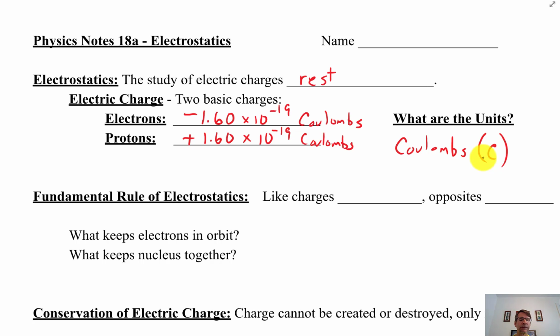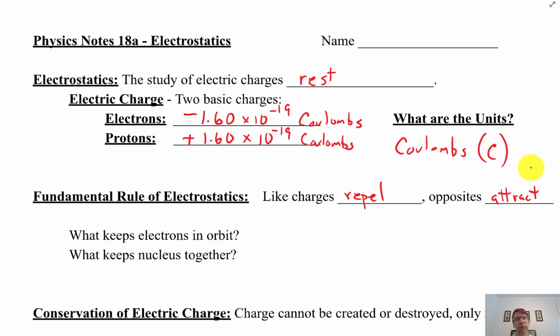The fundamental rule, once again, very simple to start off. We all know this, probably in 5th grade, 3rd grade. Like charges repel, and opposites attract. Two negatives repel, that's what we mean by like. Or 2 positives repel. 2 protons repel, 2 electrons repel. But an electron and a proton attract. Which brings us to these questions here.